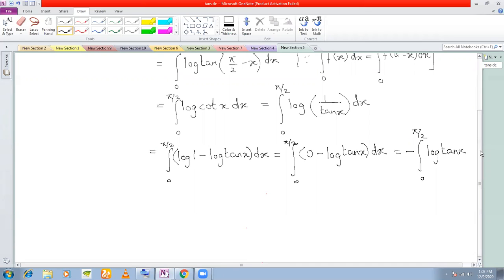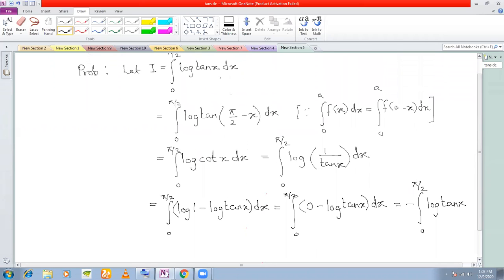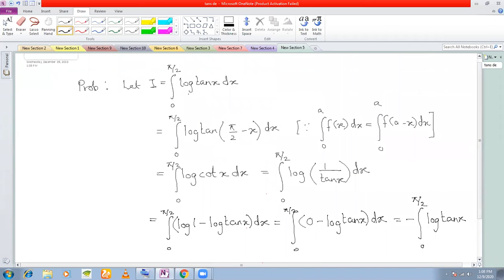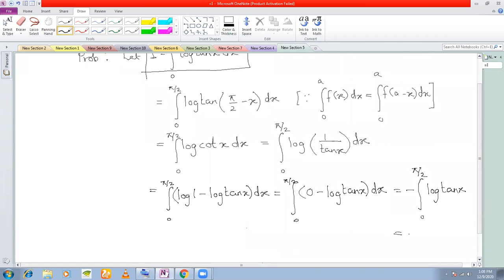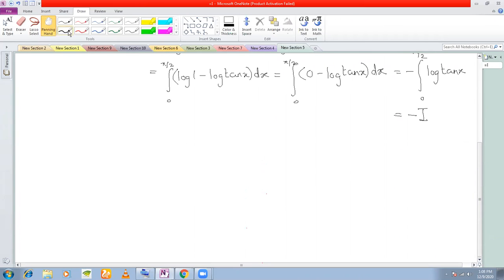So what are we getting here? What was our I? I was integral 0 to pi by 2 of log tan x. We started with this, and what are we getting here? We are getting it back, minus I. Therefore, I is equal to minus I. That means I plus I is equal to 0. That means 2I is equal to 0. That means I is equal to 0.